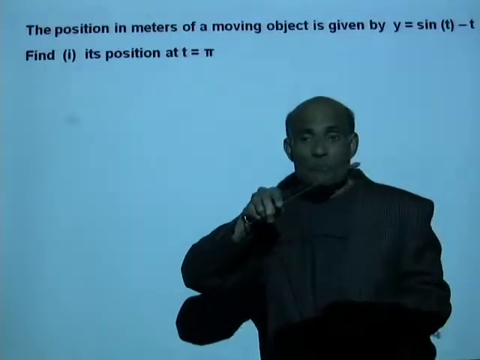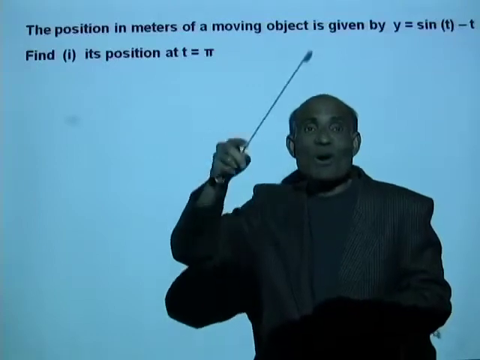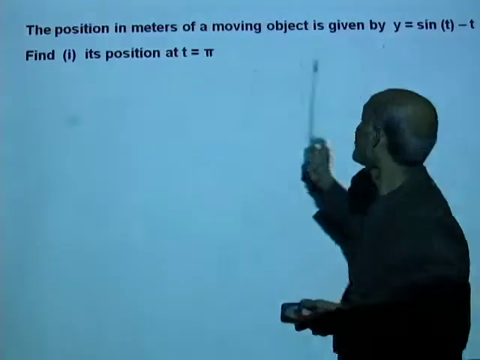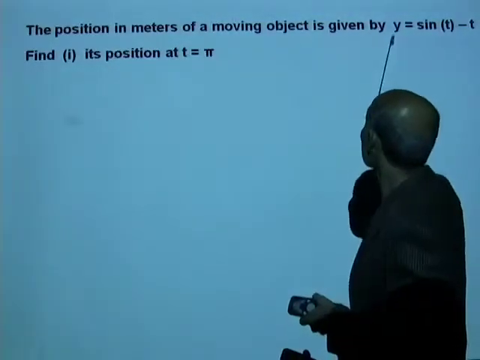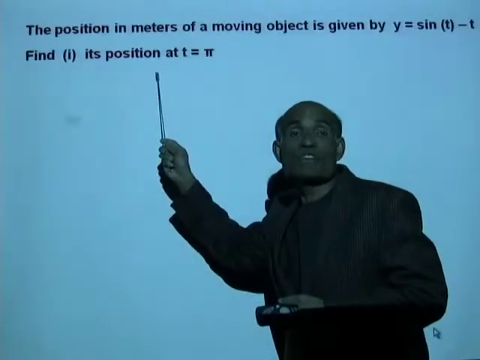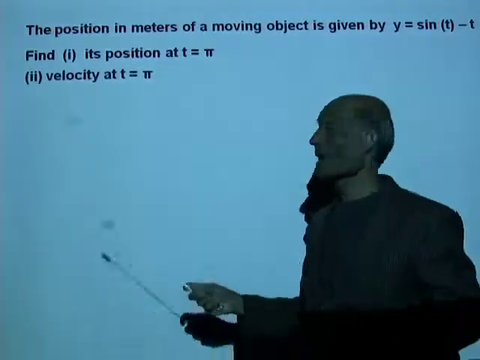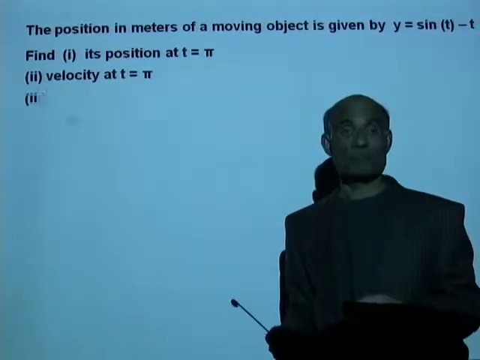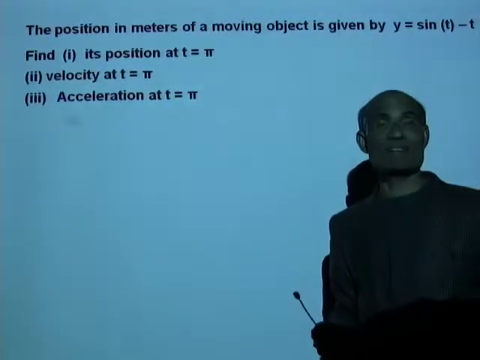Now remember, if an object is moving horizontally, we use x for its position. If an object is moving vertically, we use y for its position. Obviously, here we have an object moving vertically, and its position is given by sine t minus t. What is its position at t equal to pi? And what is its velocity at t equal to pi? All right? And what is its acceleration at t equal to pi?